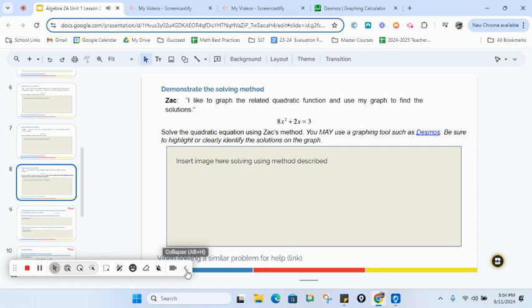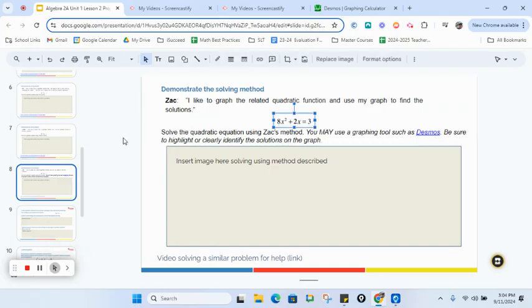Hey everyone, quick video on how to solve in this way that Zach is describing. Zach says, I like to graph the related quadratic function and use my graph to find the solutions. So your job is to be solving this quadratic function here with a leading coefficient of 8. I'm going to be doing one that is similar for your reference.